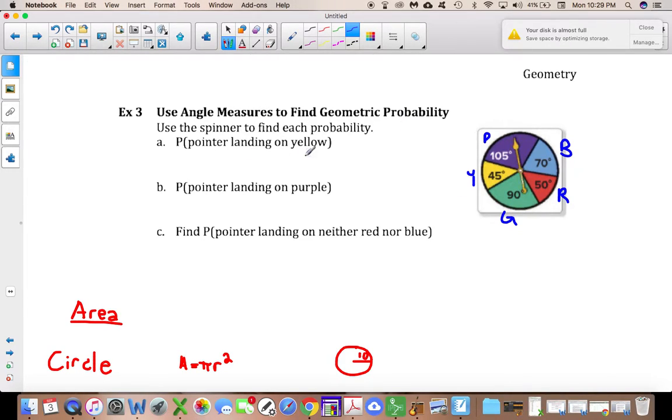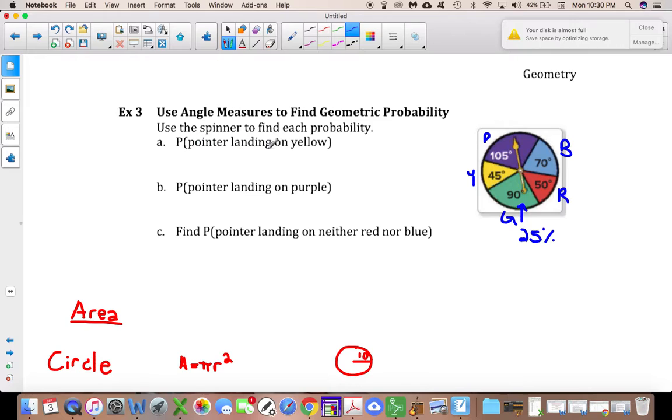The probability that a pointer is landing on yellow. Now, consider this information that we have here. 105 degrees, 70 degrees, 50 degrees, okay? When they give it to us like that, degrees are based out of 360. A lot of people look at those and say, oh, that's out of 100. No, that would be percent. So like 90 degrees is actually 25% of the circle. So don't get those confused, okay? When we're dealing with degrees, 90 degrees is out of 360.